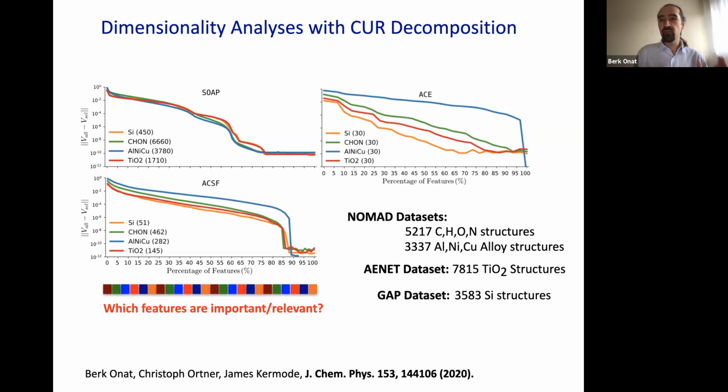And as you can see, SOAP has quite a similar kind of relevant part of the descriptor. For example, after 75%, there's negligible information. As you can see, it turns out to be flat. This is also the same in the ACSF. This is a standard symmetry function dataset that's in the papers. After 85, we don't have any information.